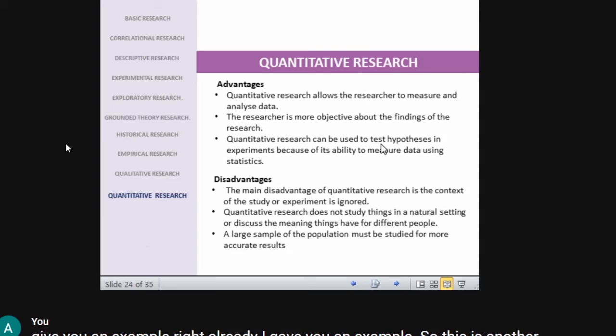Okay, you can do various statistics on the data, various phenomena on the data, based on mathematical modeling. The disadvantages of quantitative research: the context of the study or experiment is ignored. It does not study things in a natural setting. That is true. Also, a small sample will not give an accurate result.